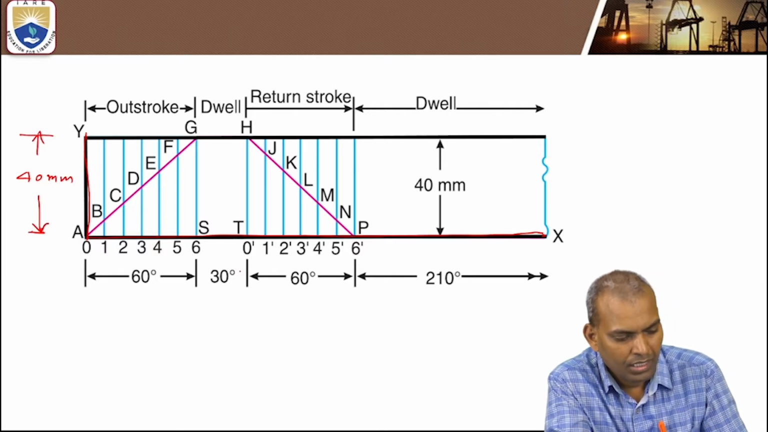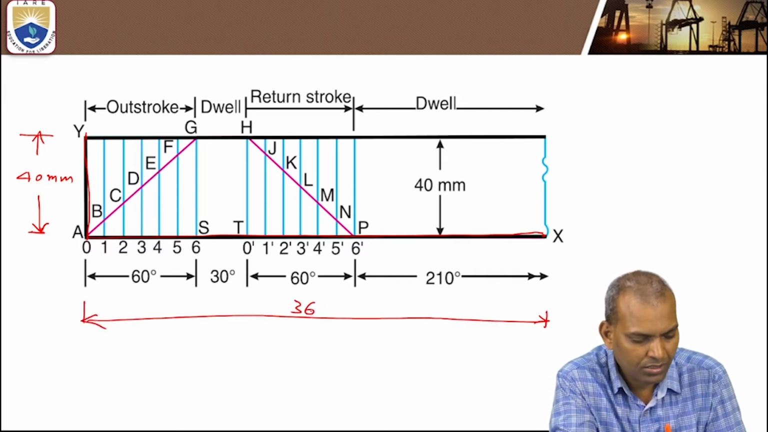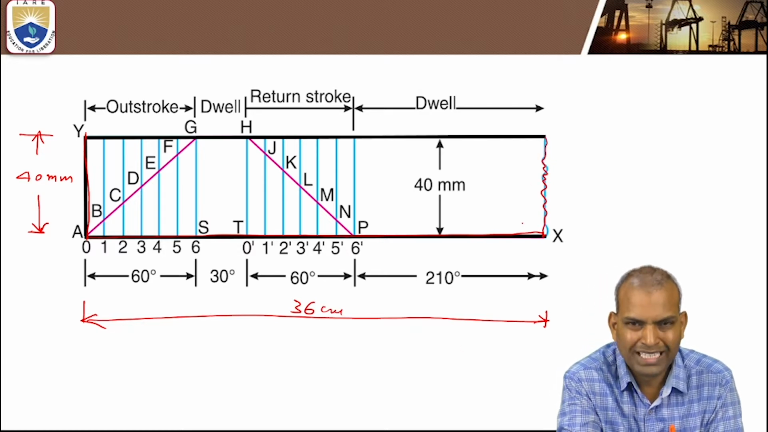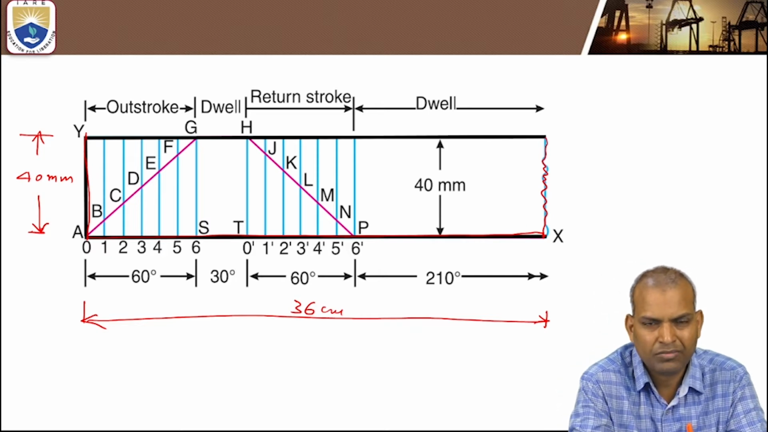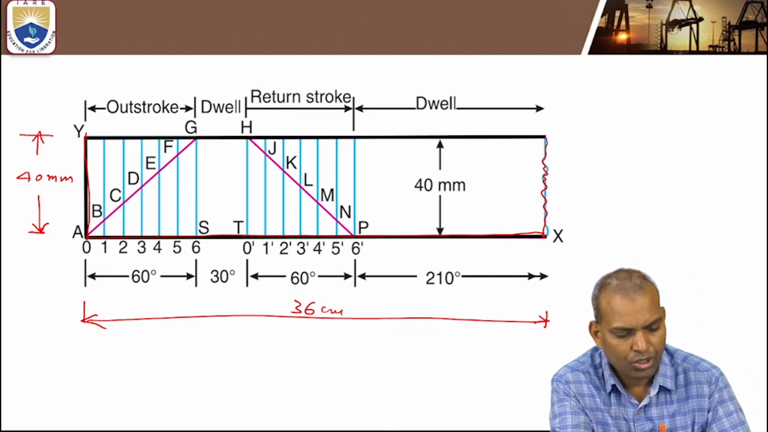And x-axis is total 36 centimeters. So this is the line. What we have done is it is more length. The dwell zone is not that much required, it is not helpful to draw the cam profile. So the main important parameters for drawing the cam profile are outstroke angle and return stroke angle, and dwell between outstroke and return stroke.